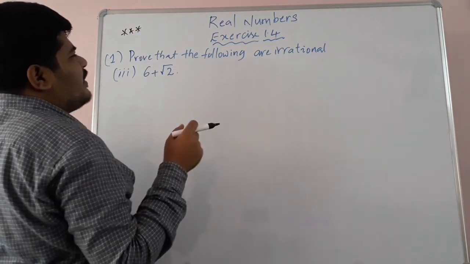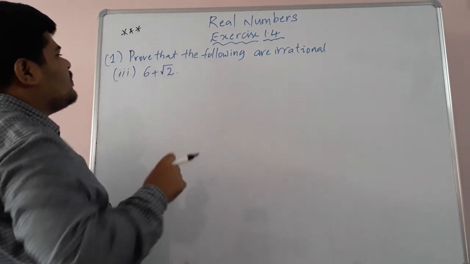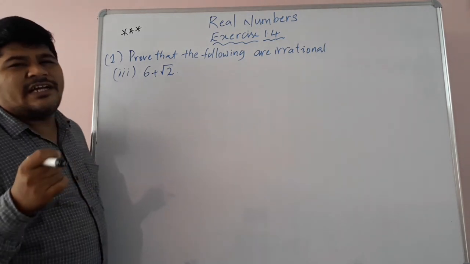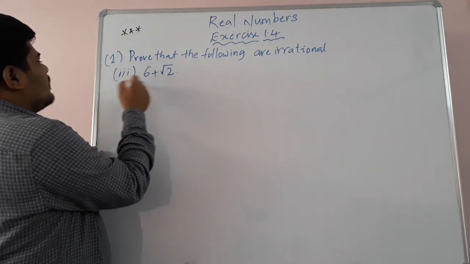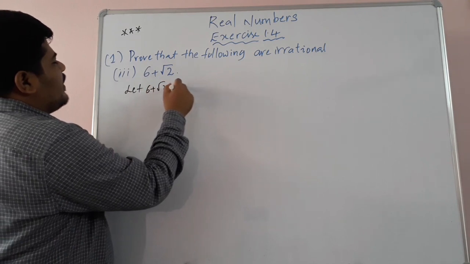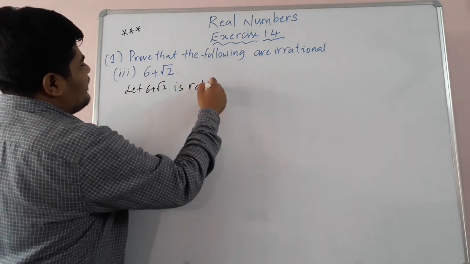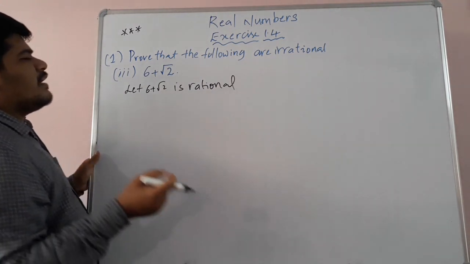Prove the following are irrational. The third problem is 6 plus root 2. Children, we will use the contradiction method to solve this. First, let 6 plus root 2 be rational. Actually, we know that it's irrational, but what we are doing is assuming it as a rational number.